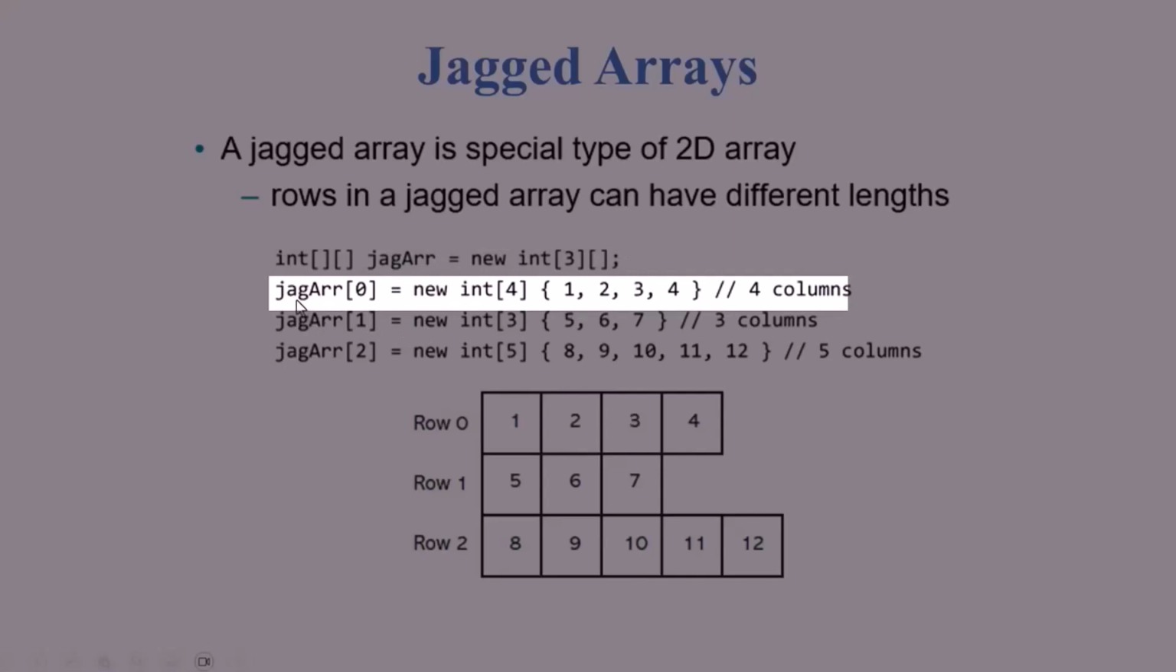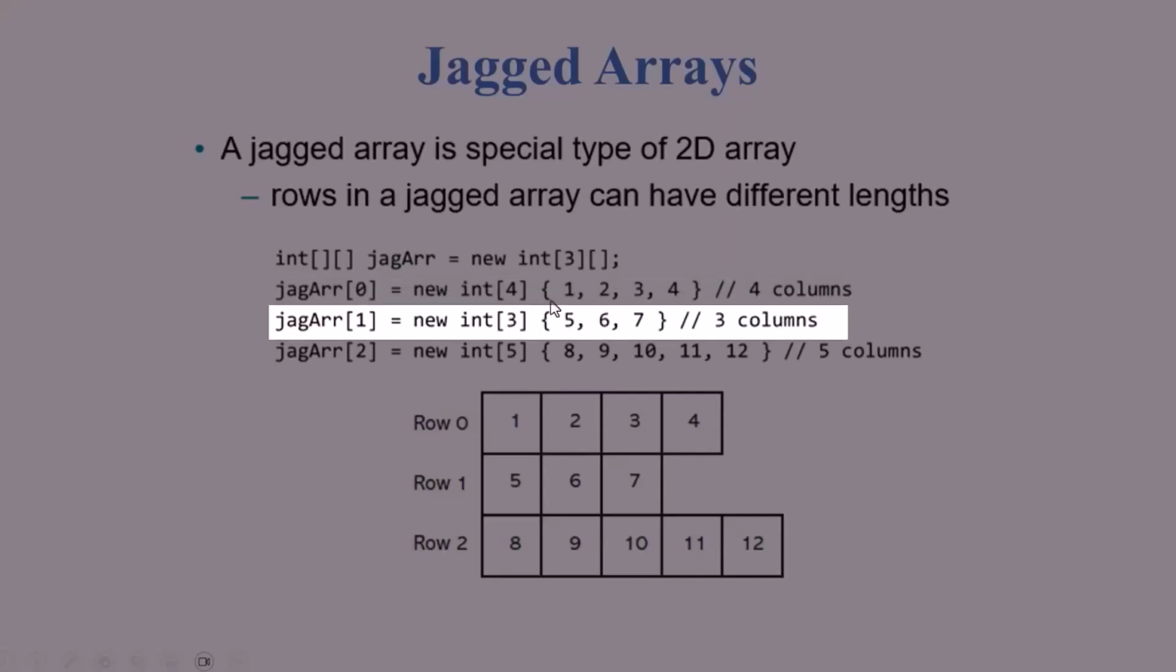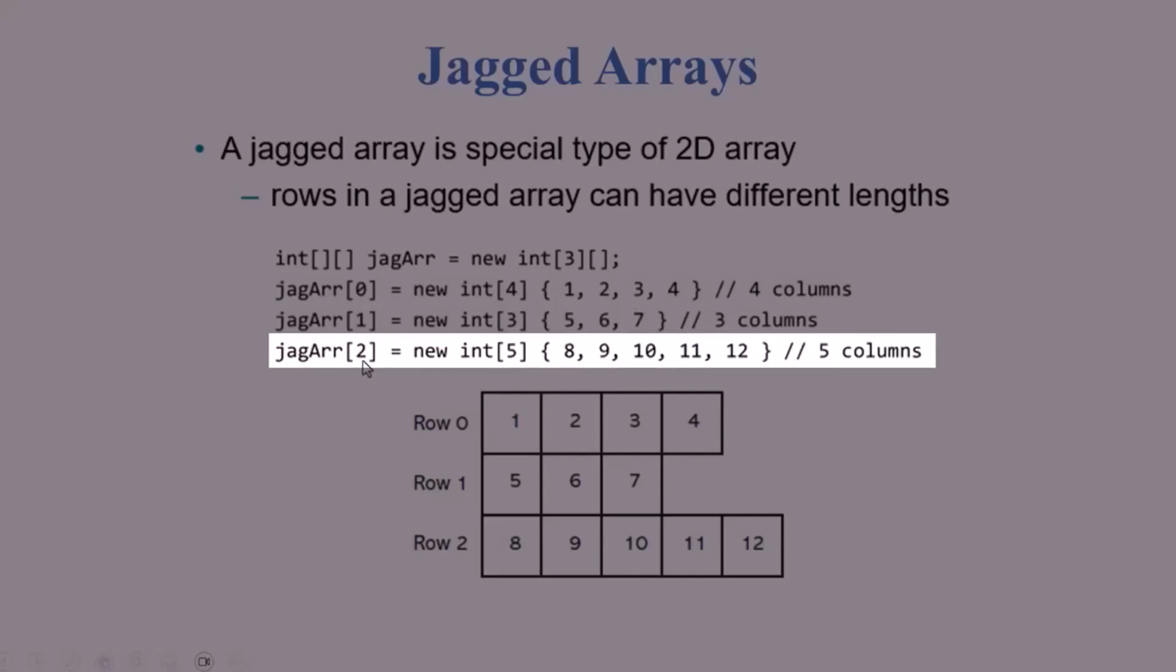So then we set up jagged array row 0 as a new int containing 4 elements, and we establish it as 1, 2, 3, and 4. Jagged array 1 is going to be a new int with 3. It's going to have 5, 6, and 7 in it. Jagged array 2, the third row, is going to have a new int 5. It's going to have 8, 9, 10, 11, and 12 in it. This is a very classical demonstration you're seeing right here. It's in many of the books. It's on the internet. You can find it all over the place.